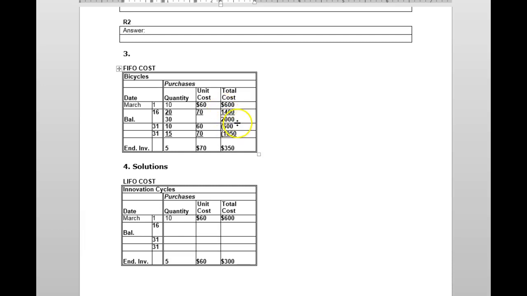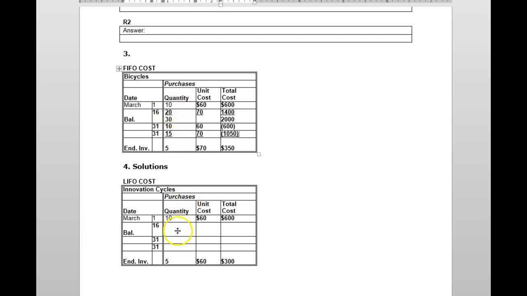So you're going to subtract that from your 2,000, and your ending inventory is $350, which is comprised of 5. That's comprised out of this bottom layer here. This is what's left. 5 at $70, which equals $350. These two right here become your cost of goods sold on your income statement. So that's FIFO.